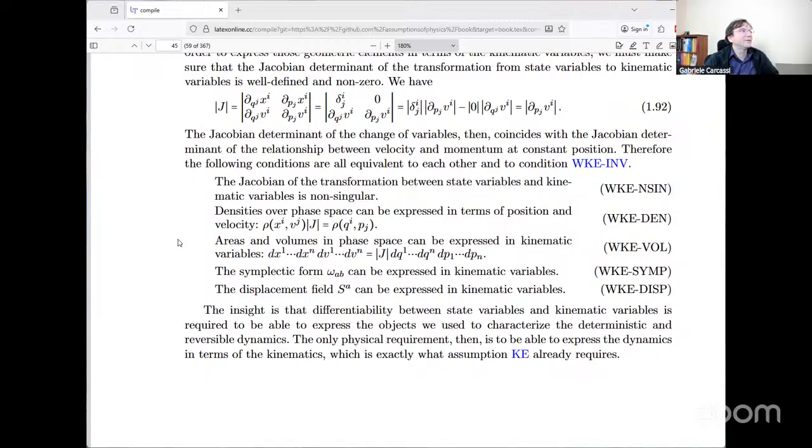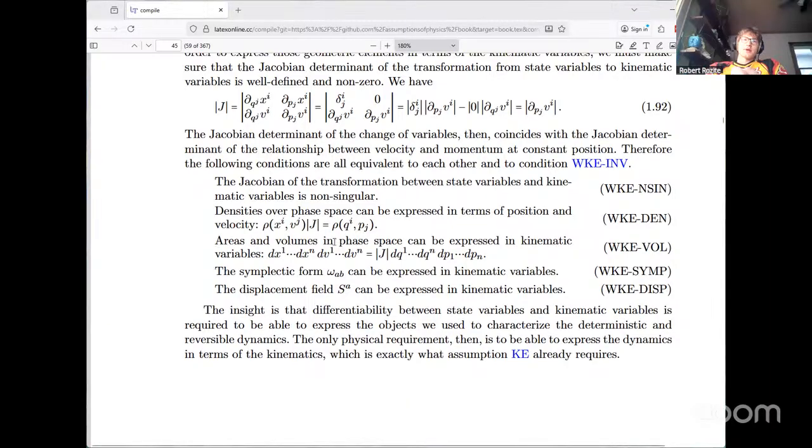Basically, the transformation between velocity and momentum has to be differentiable because what you care about are the densities, the areas, and the symplectic form and all of this. So if you had a transformation between velocity and momentum that were not differentiable, you wouldn't be able to express these things. So you wouldn't have good coordinates to describe the system anyway.